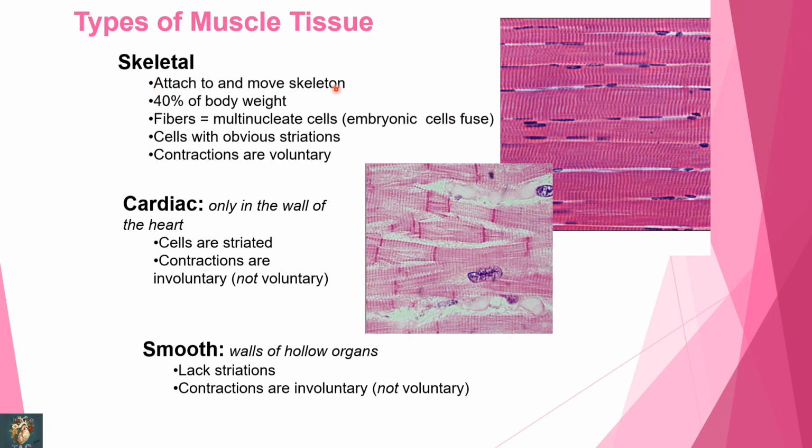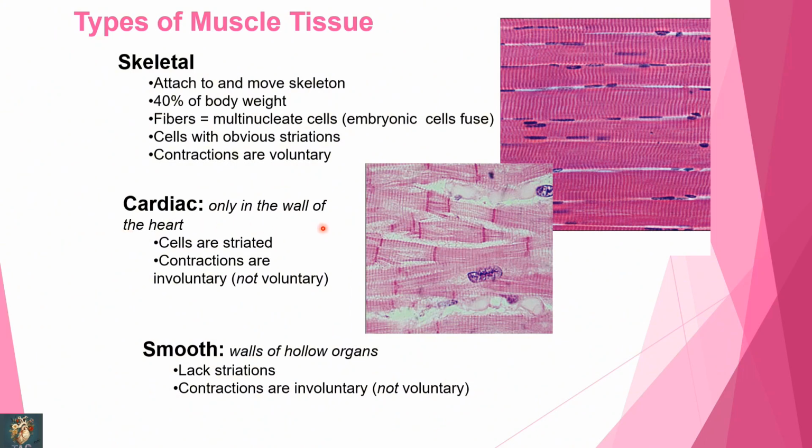The skeletal muscles are attached to and move the skeleton. These are the skeletal muscles. 40% of the body weight is formed by skeletal muscles. These fibers are present in a multinucleated cell or multinucleated syncytium. Embryologically, they were formed by the myoblasts, and these myoblasts during development fuse to form the multinucleated syncytium. So these are cells with obvious striation, you can see these striations over here, and the contractions are voluntary.